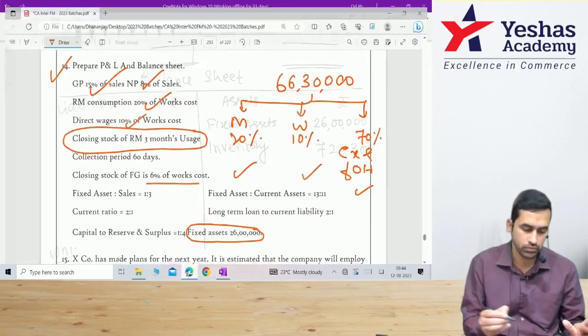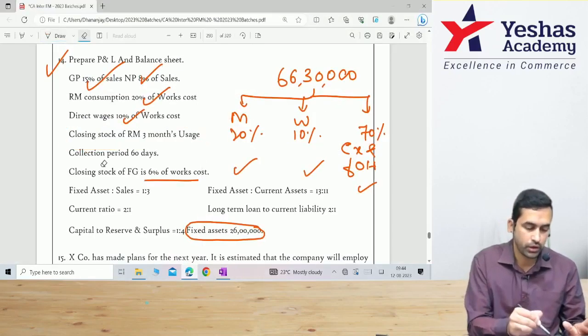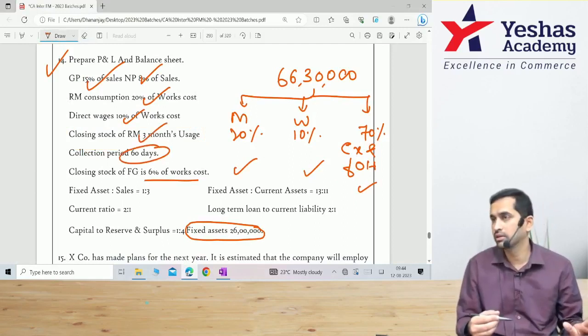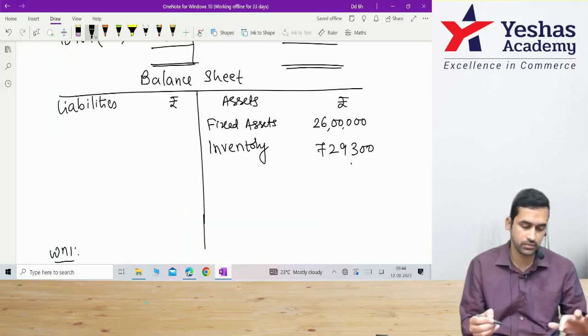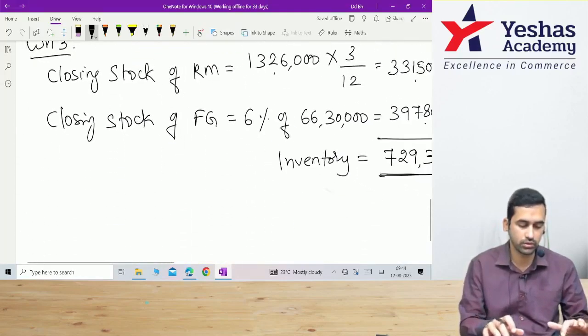I'll go back to the question. Raw material data taken care. Collection period is 60 days. With this, I can work out debtors. I'm not given cash and credit sale breakup, so we'll have to assume that all sales are on credit basis. Start working note 4.